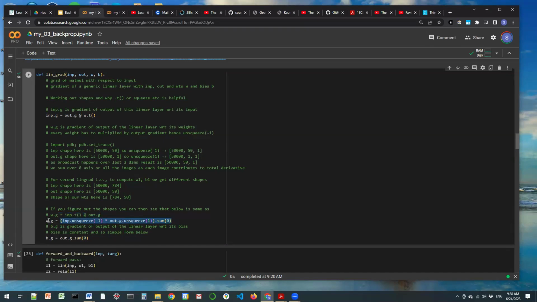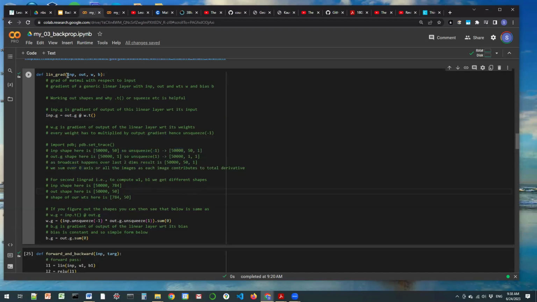So now we have calculated W2.g, and B2.g is just out.g summed along the rows. That is, all of the 50,000 values contribute to the bias. Now, the comments I have written here are with respect to L2. And all this squeezing that he does here is in order to get these shapes to align to what we actually want.